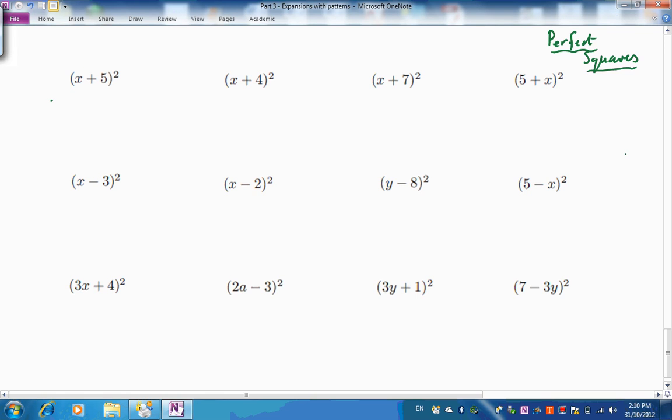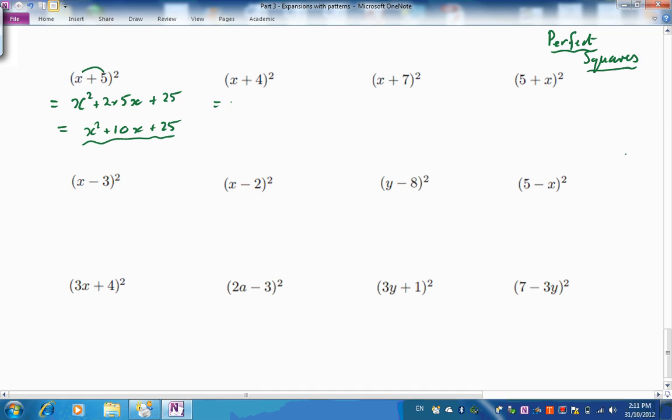Here we are back again. Remember the pattern for a perfect square. It's a first term squared plus twice the product of these, usually put the number in front of x, not at the back, plus the second term squared. So here we go, x squared plus 10x plus 25 would be the full expansion.